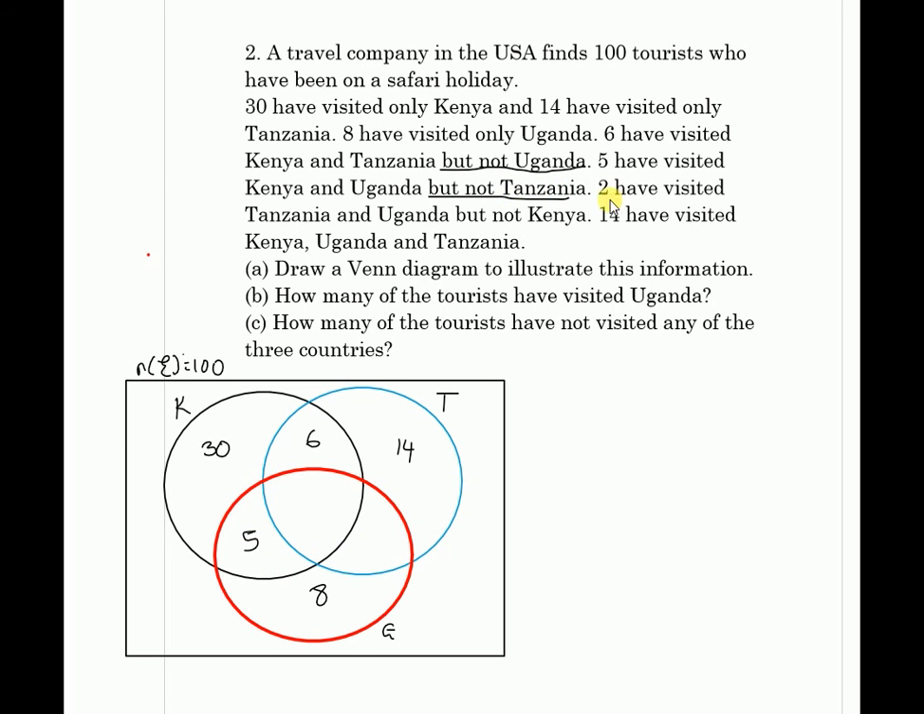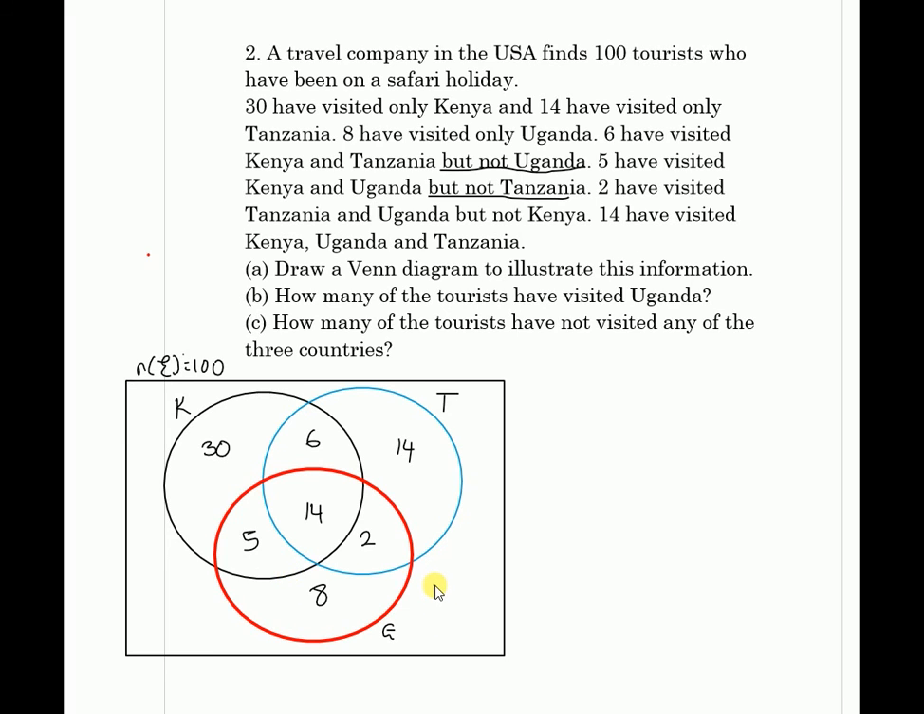Then these 2 have visited Tanzania and Uganda, but not Kenya. So those ones are to be put at that point there. Then they said 14 have visited Kenya, Uganda, and Tanzania. Equally, the 14 are supposed to be there. And they said draw a Venn diagram to illustrate this information. We have done that.